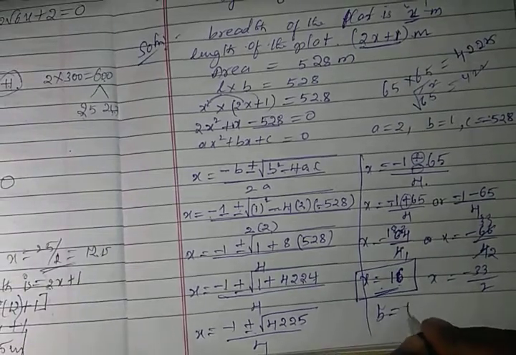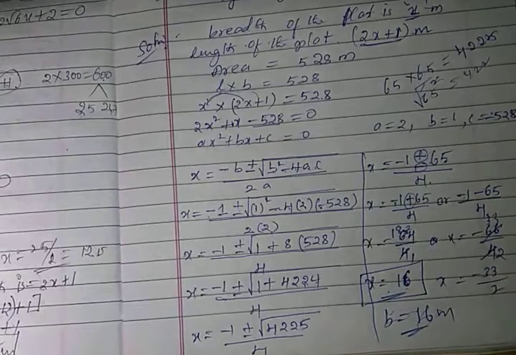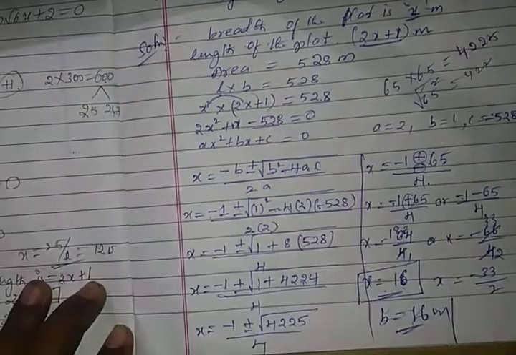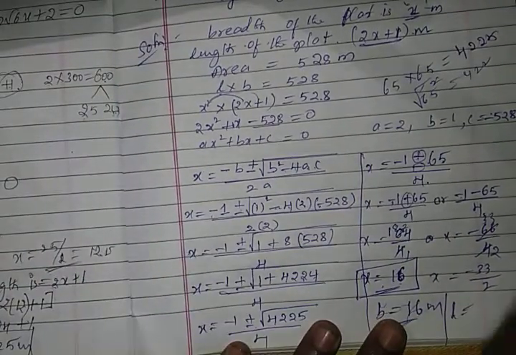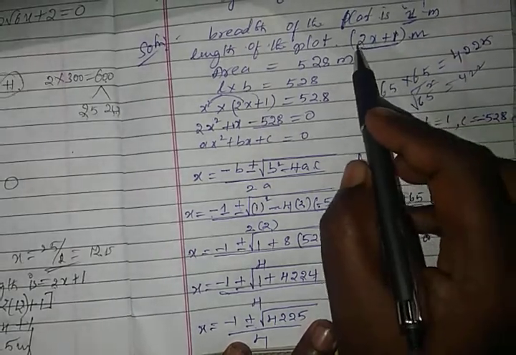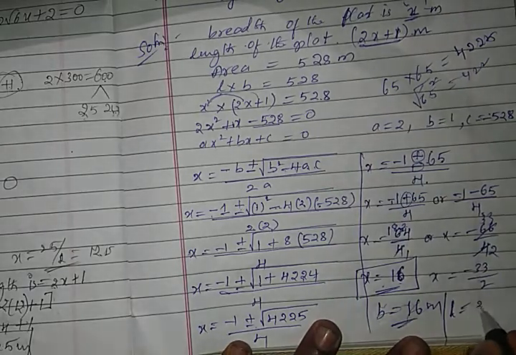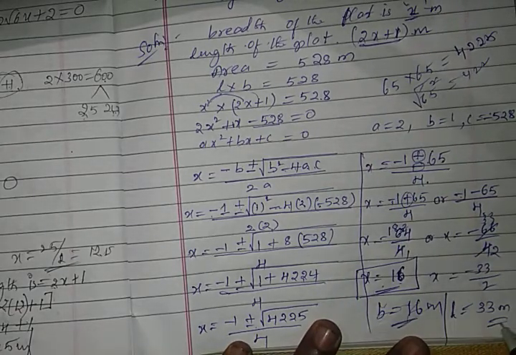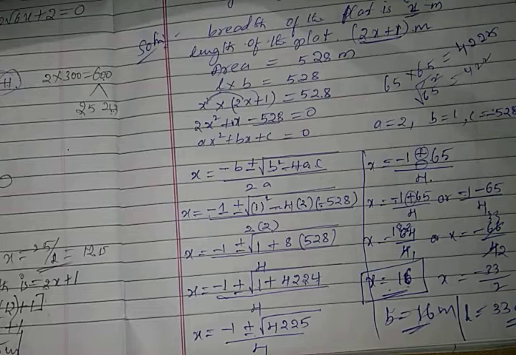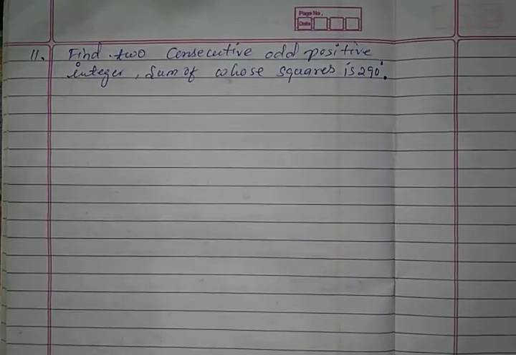B is equal to 16 meter, and also the length. Here it is length, L is equal to 2 into x, x is 16, 16 2s are 32, 32 plus 1 is 33 meter. So this is the length of the plot. Let us see the next question.